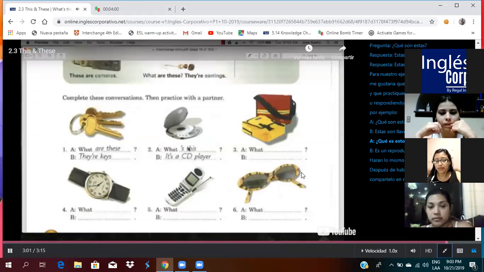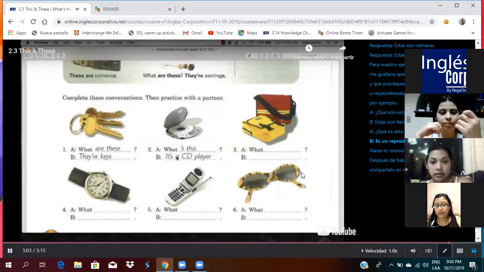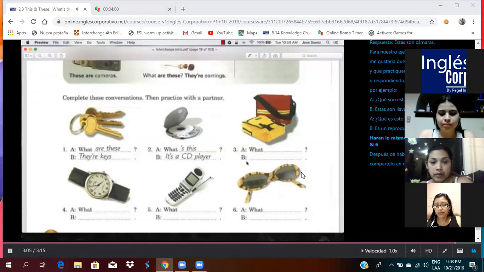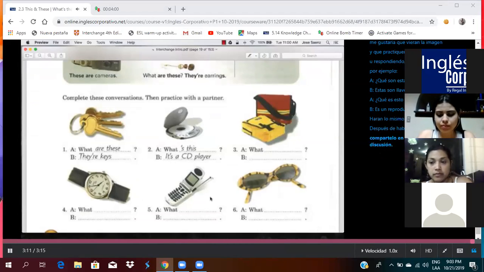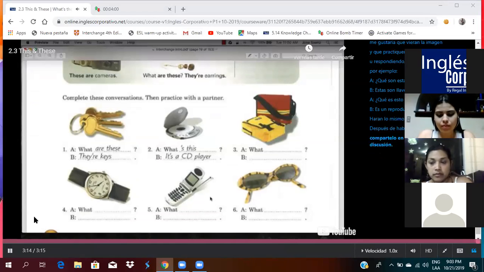This. It's a CD player. You're going to do the same with numbers 3, 4, 5, and 6. After you complete your work, you should share it in our discussion forums.